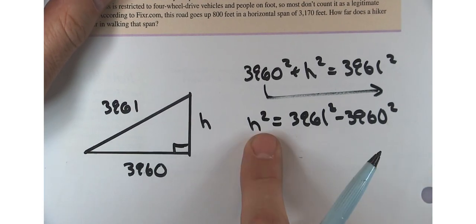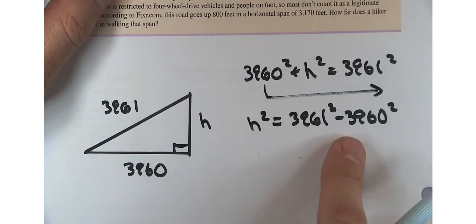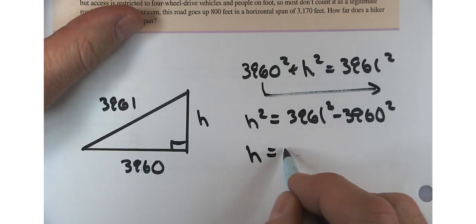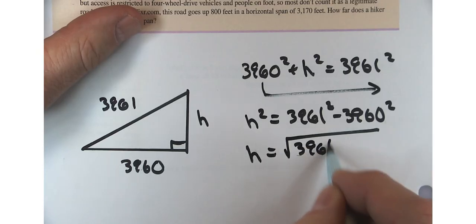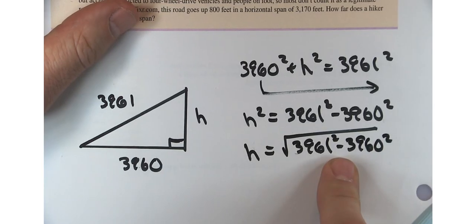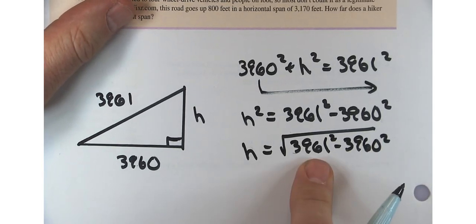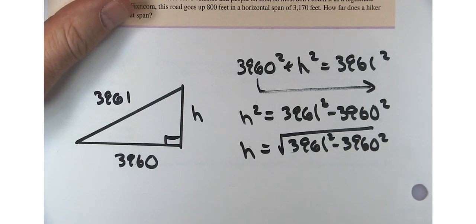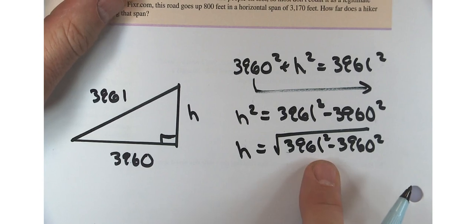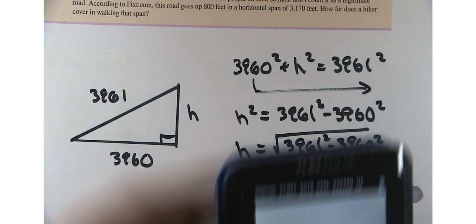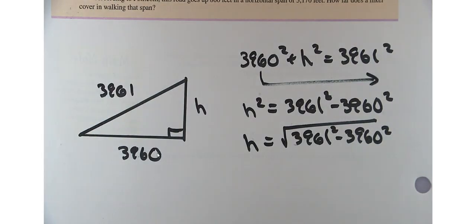Now I want h, not h squared. So what's the last little bit I got to do here? Yeah, I got to take the square root of this. The square root of 3961 squared minus 3960 squared is not 3961 minus 3960, which would be 1. It's not that. Now the reason I did it this way is because it's going to make it easier for me to put this into my calculator. So let's do that. Actually, I'll do it this way because I think it's a little easier for you to see.